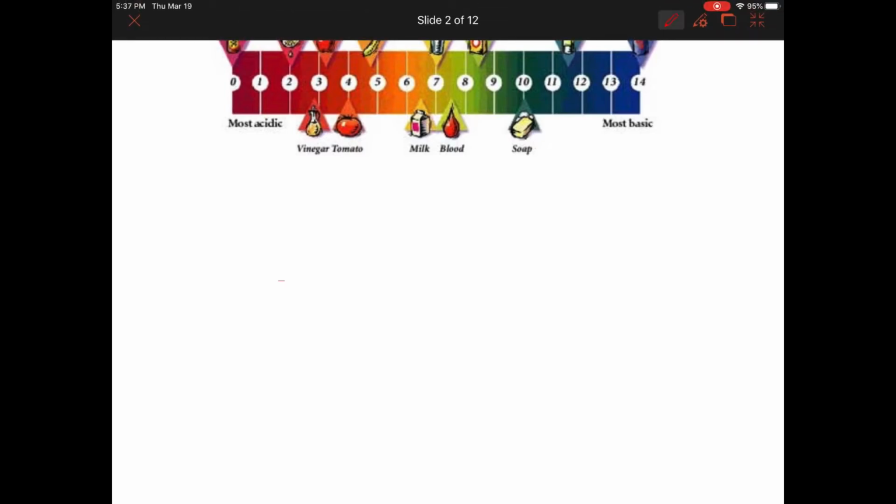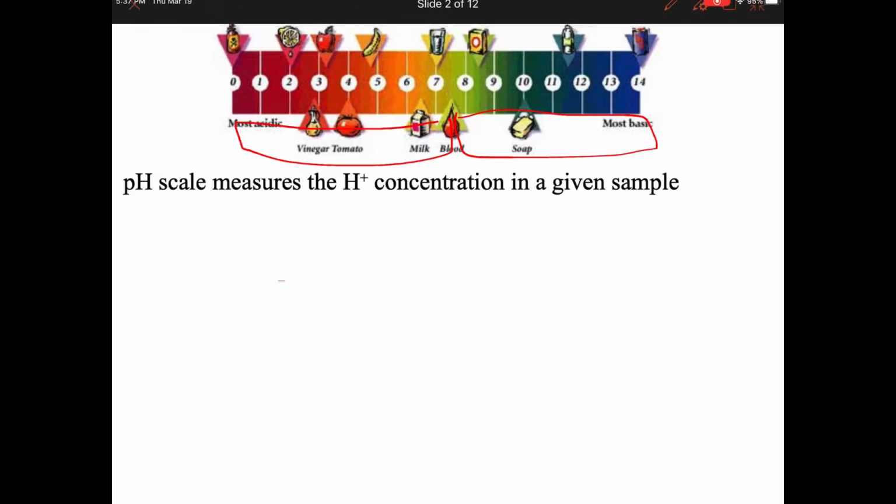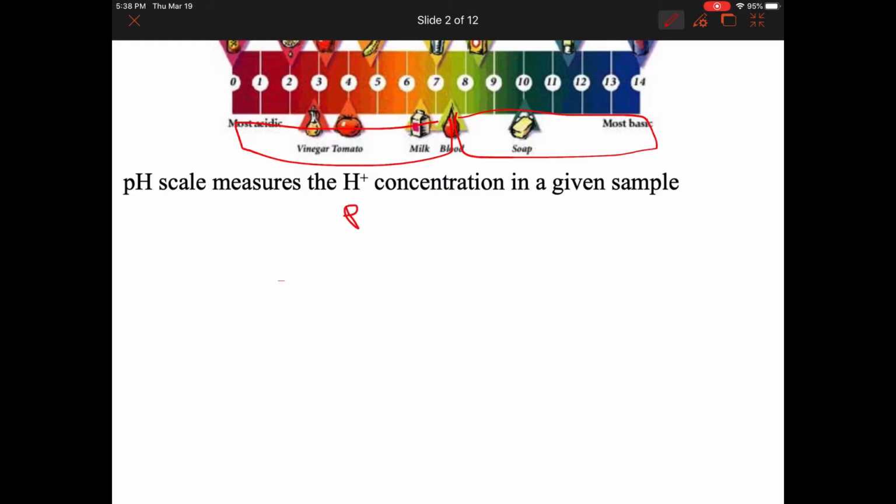So we have pH and pOH. You guys know that acidic things have a pH from 7 down to 0, that range right there, and basic are above 7. But what in reality does pH mean? pH is a measure of the H plus concentration. So how many hydrogen ions, or remember we could use the word protons, are in a sample.